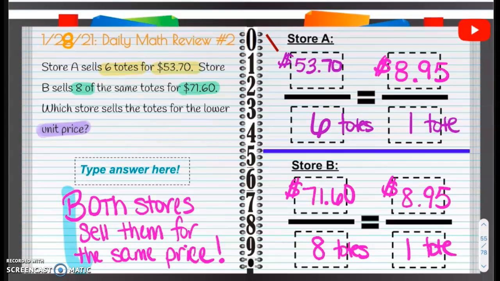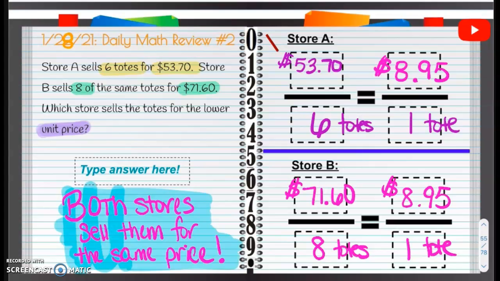So that's all your answers. So sometimes they could be a little tricky and tell you, like, oh, which one? Well, in this case, both of them are the same price. So all you have to say is both. That's it. Great job.